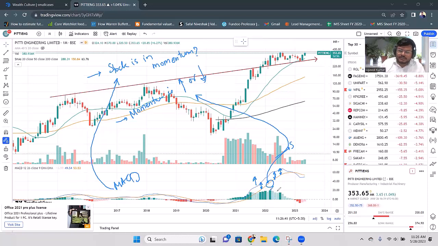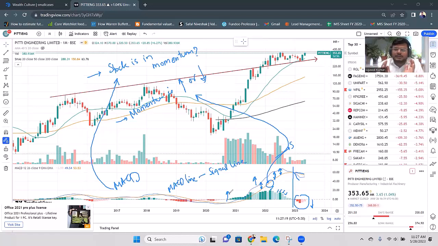Okay. So these small histogram bars that you're seeing here are basically nothing but the difference of the MACD line minus the signal line, right? So whenever you see that your MACD crosses above the orange, the histogram becomes positive. And when you see that the blue line moves below the orange, the histogram becomes negative, which is below the zero line and above the zero line, right?